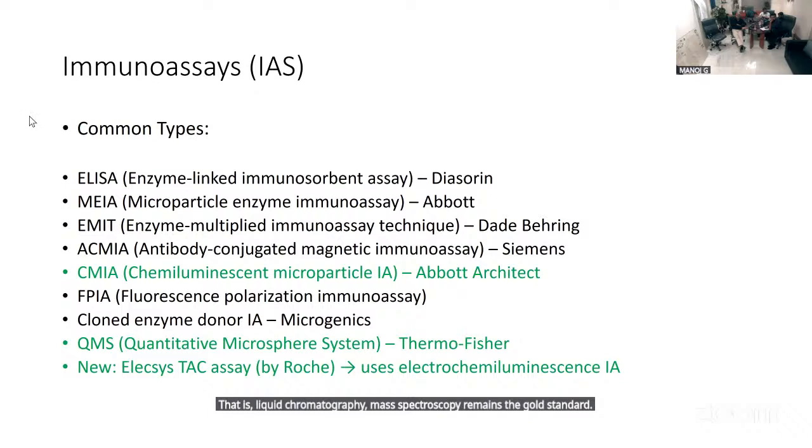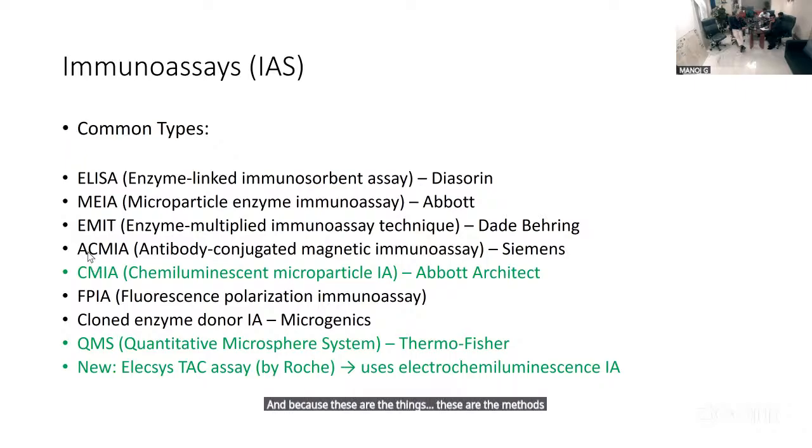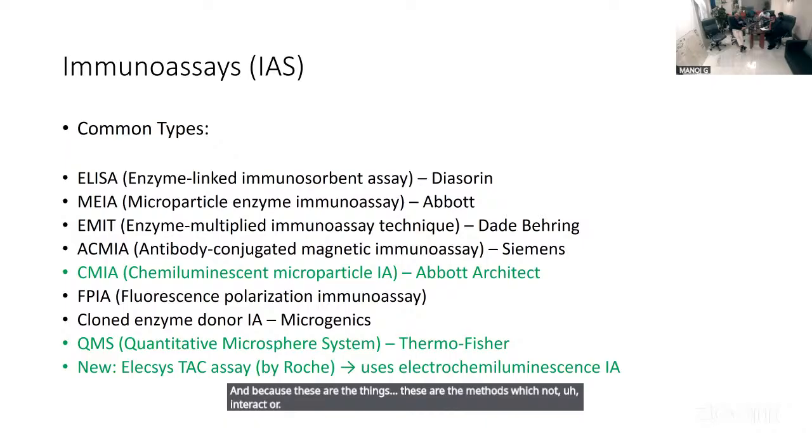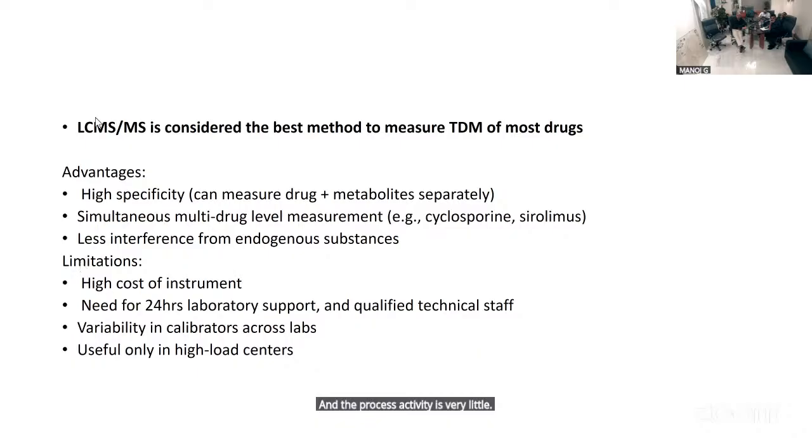These are the types of immunoassays available in the market, but make sure wherever you get the tacrolimus levels, the CMIA word or the QMS word should be there. These are the methods which do not count the metabolites. And these newer CMIAs have the capacity to detect as low as 2 to 4 nanogram per ml, and the cross reactivity is very little. LCMS remains the gold standard, but it too has its limitation.